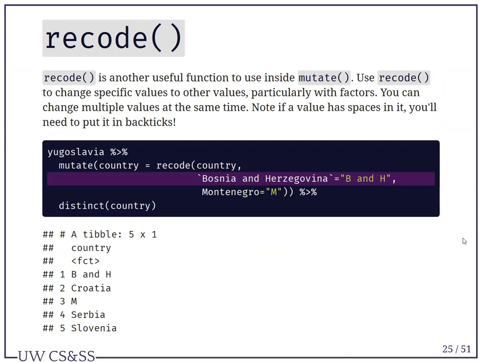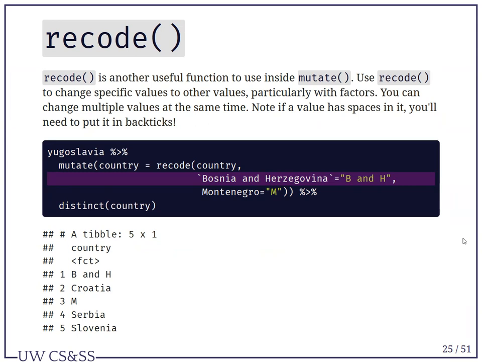Recode is another base R function that's useful inside of mutate calls. We use recode to change specific values to other values. This is particularly true of factors. So you can change multiple values at the same time. Note that if a value has spaces in it, you'll have to put it in backticks in order for recode to understand what you mean.